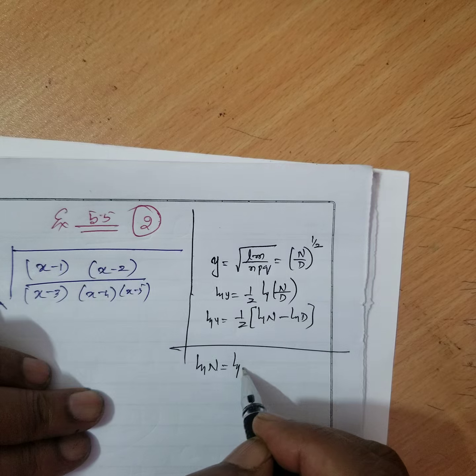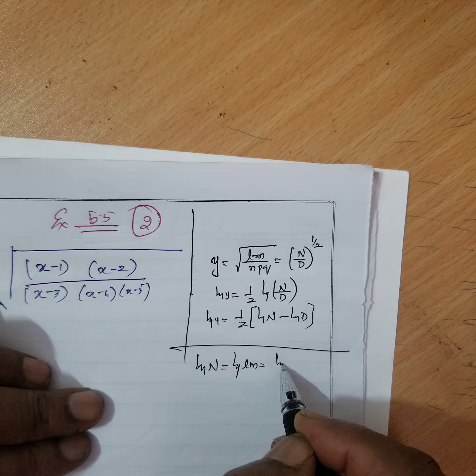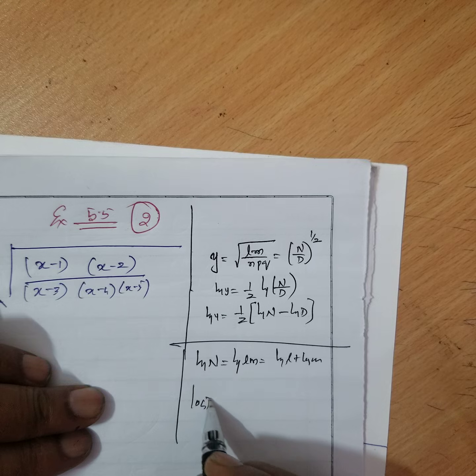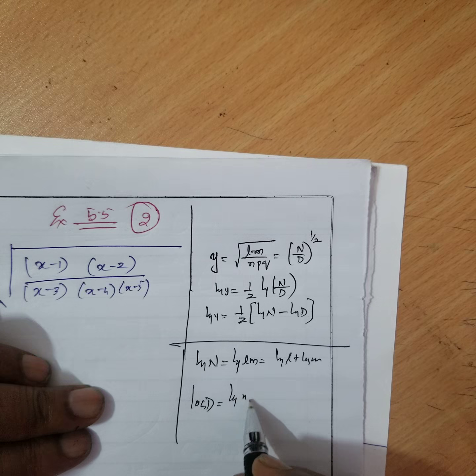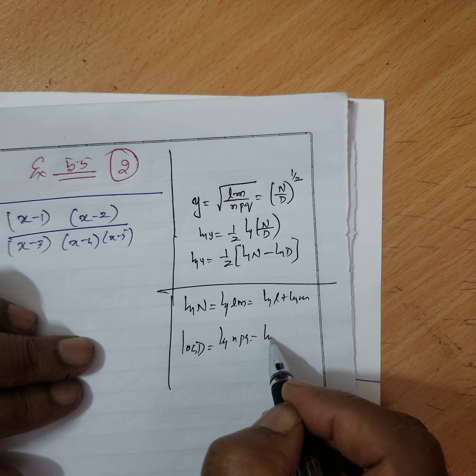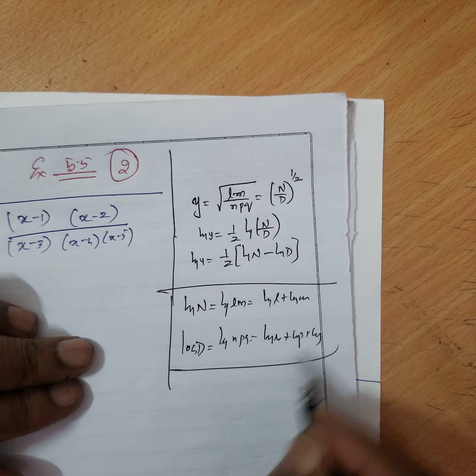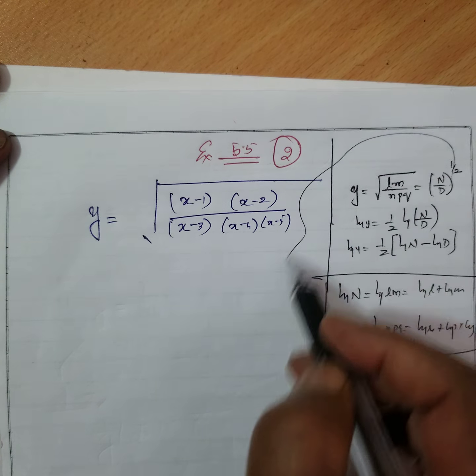Log numerator is what? Log L plus log M. Log denominator: log N plus log P plus log Q. Mentally, you have to calculate all this.